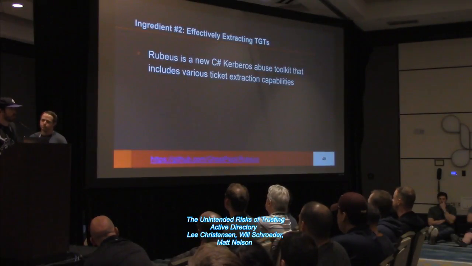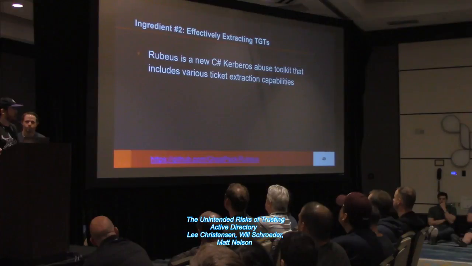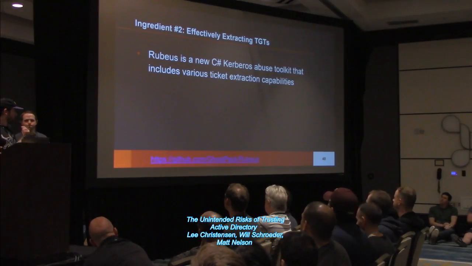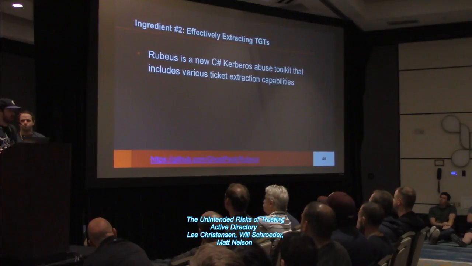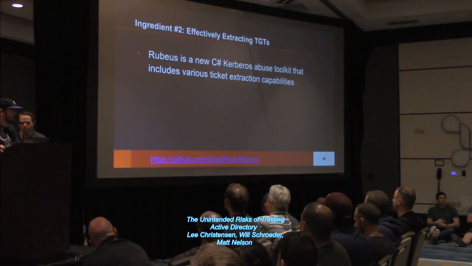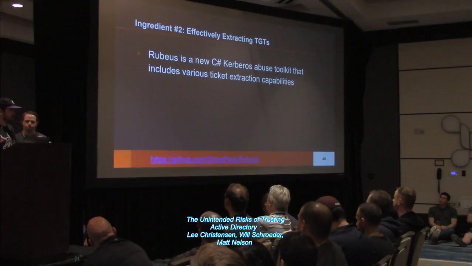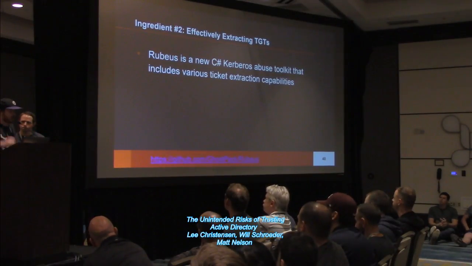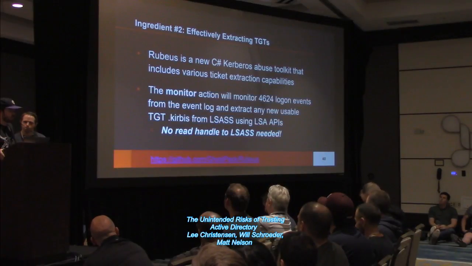Second ingredient, we want to be able to extract those TGTs. So we started building this toolset a bit ago to actually support this attack primitive that we came up with. Rubeus is a new C# Kerberos abuse toolkit that's essentially a recoded version of some of Kekeo's implementation. And Kekeo is the other main project from Benjamin, besides Mimikatz. It also includes the ability for ticket extraction.